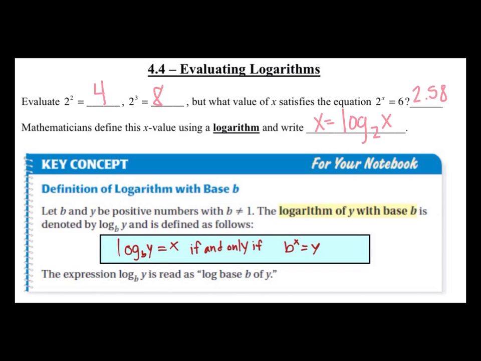So it says definition of a logarithm with base b. When you guys are trying to solve for an exponential form, it's going to start as a log. So it says log base b of y equals x. So when you're rewriting this, that means that the base of your log to the power of x equals y. So that's how you rewrite it. And there at the bottom it says the expression log base b of y is read as log base b of y.